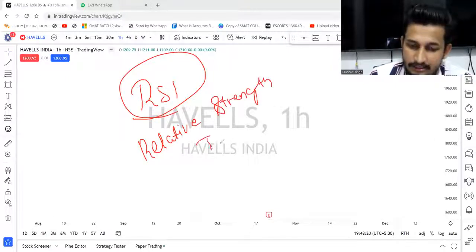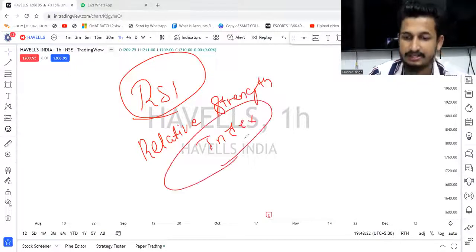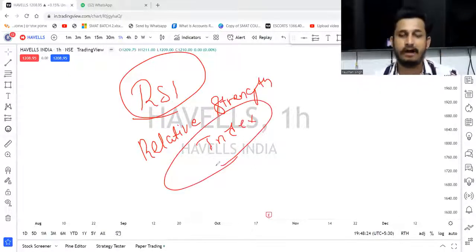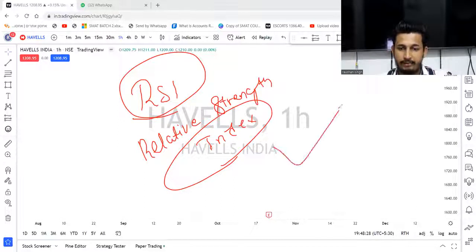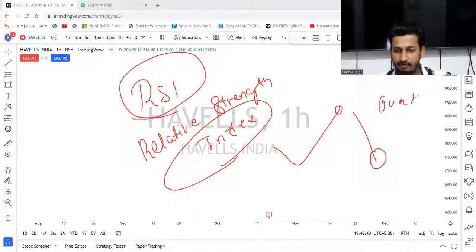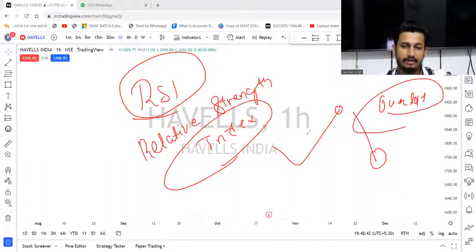This index, people use it in intraday as well. It tells you about the strength of the market, whether the market is actually in uptrend or downtrend, and it basically moves along with the candle. And then it tells you if the stock is oversold or overbought. It tells us that as well.